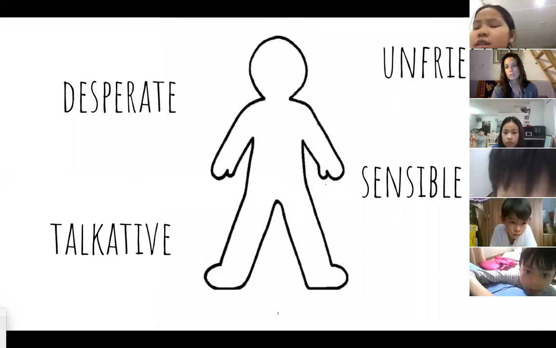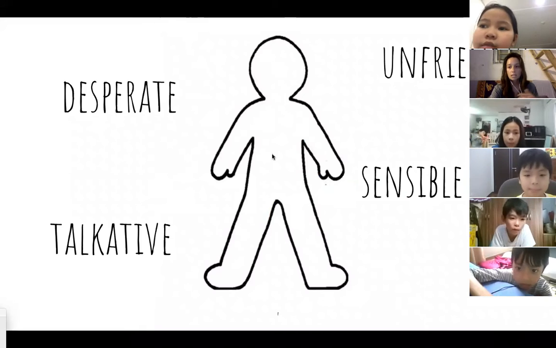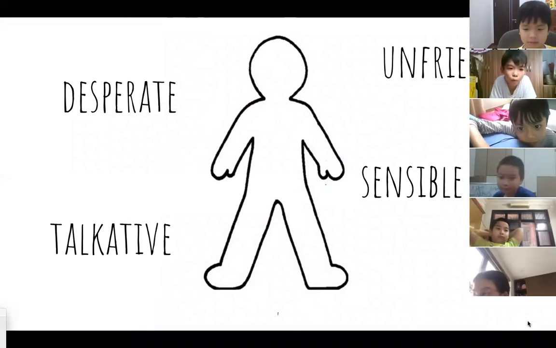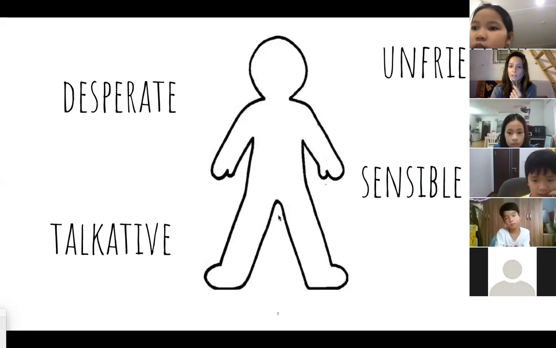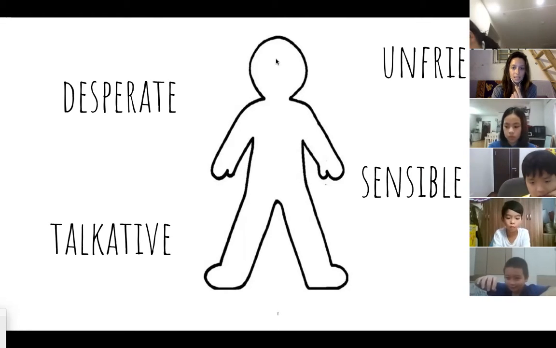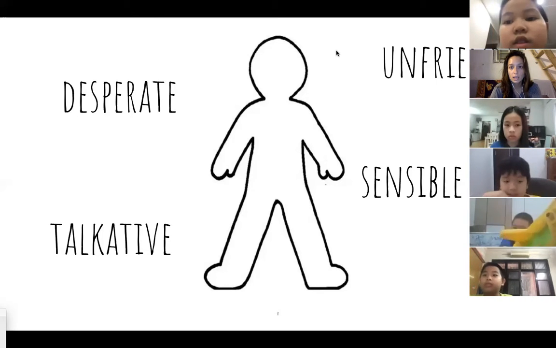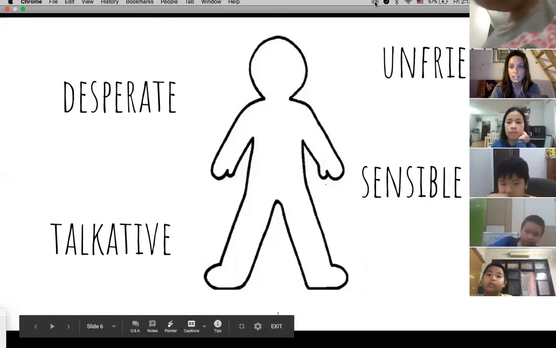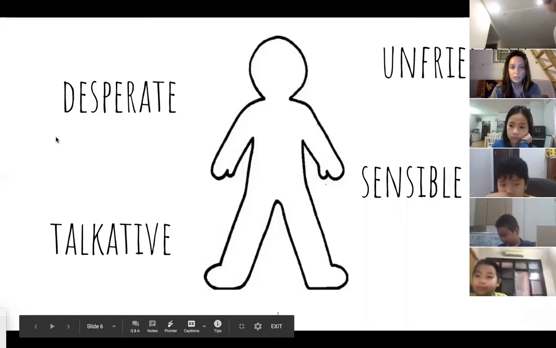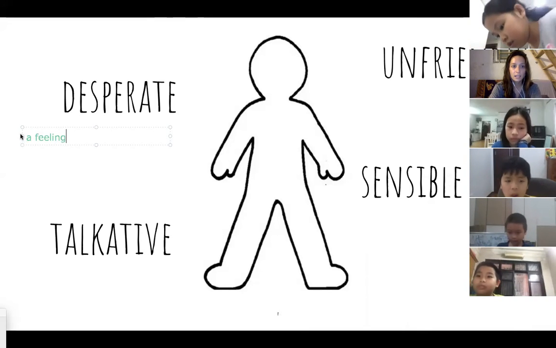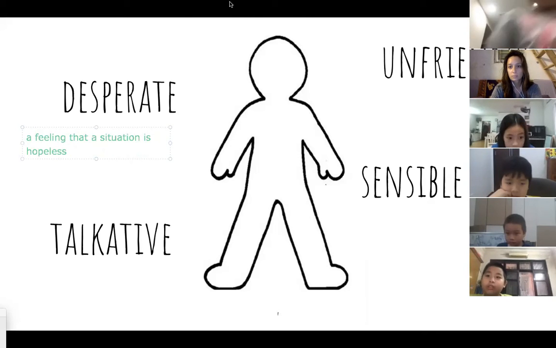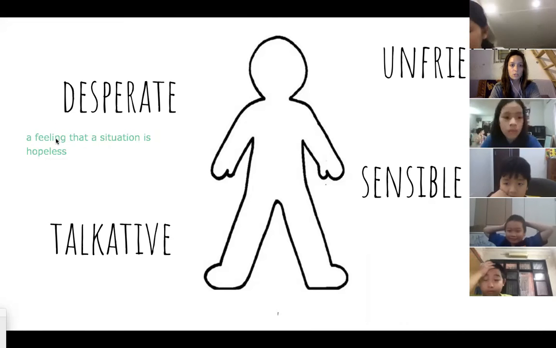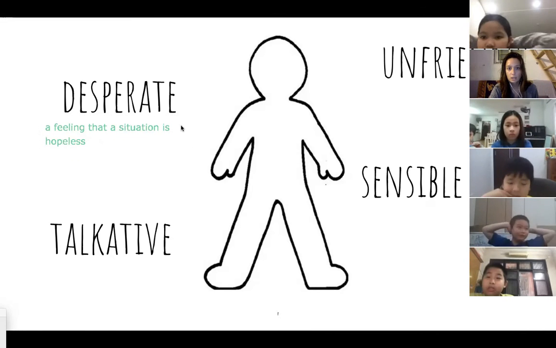Now let's talk about some character traits. Remember, character traits are words that we can use to describe what a character in a story is like. Desperate, talkative, unfriendly, and sensible. What does desperate mean? When you are desperate, you have a feeling that a situation is hopeless. You can do nothing to make this situation better. Keep that meaning in mind.